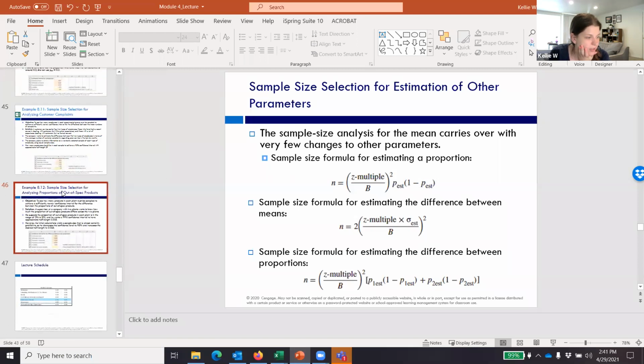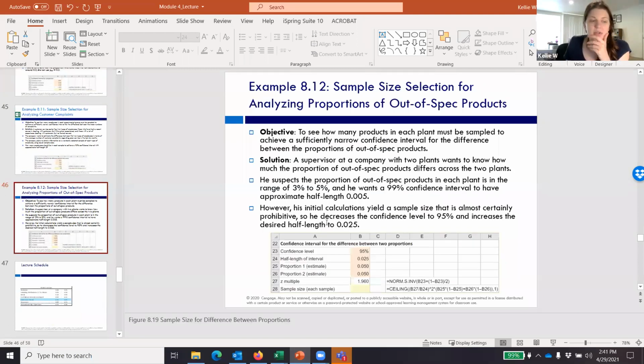And then finally, if we wanted to determine the sample size for proportions for out-of-spec products. So for each plant, how many products in each plant must be sampled to get a sufficiently narrow confidence interval for the difference between the proportions of out-of-spec products. So there's two plants, and the supervisor of the company with the two plants suspects that the proportion of out-of-spec products in each plant is in the range of 3 to 5%, and he wants a 99% confidence interval with a half length of 0.005.